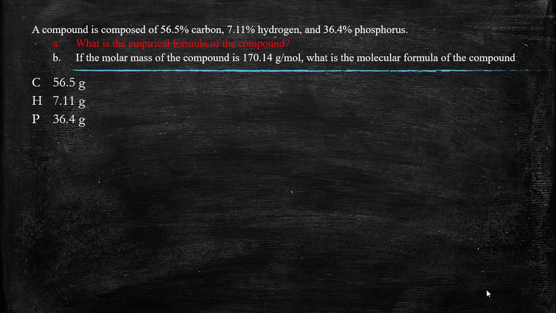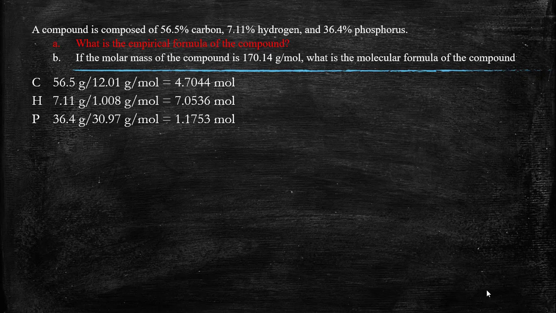So for carbon, we divide by 12.01 grams per mole. For hydrogen, 1.008 grams per mole. And for phosphorus, 30.97 grams per mole. Divide by small. 1.1753 is the smallest number of moles. So we divide each by 1.1753 moles, and we get these values.